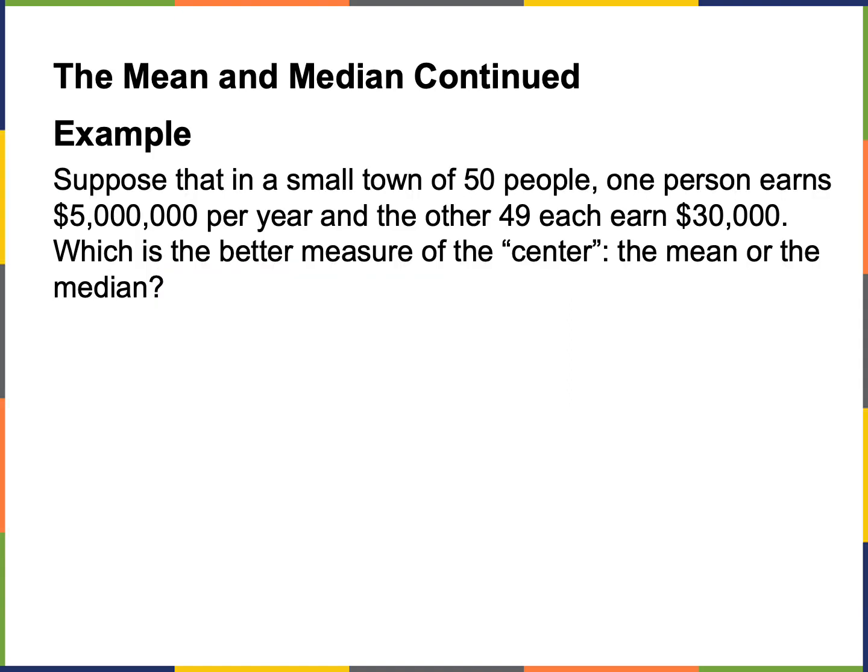Let's consider an example. Suppose you have a small town of 50 people. One person earns $5 million per year, and the other 49 earn $30,000. So let's give this a think. Which would be the better measure of the center, the mean or the median?